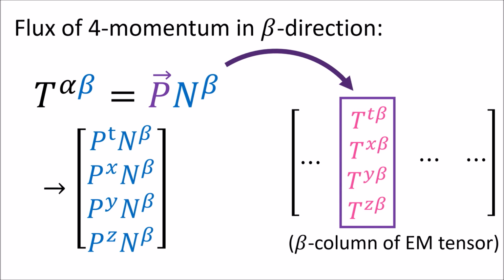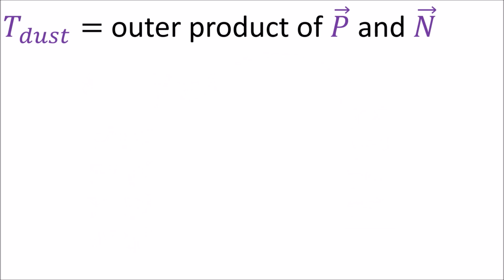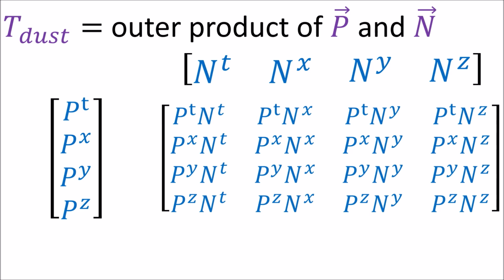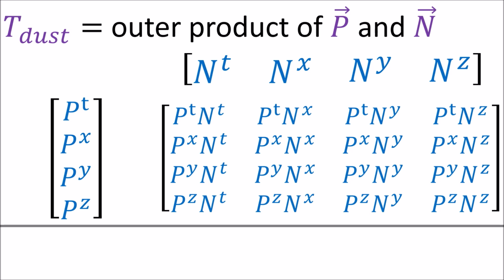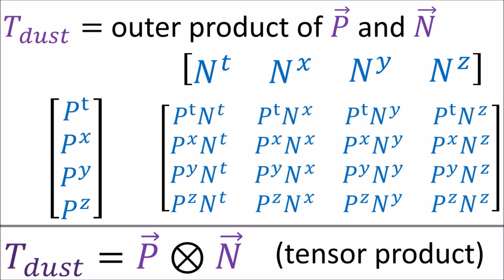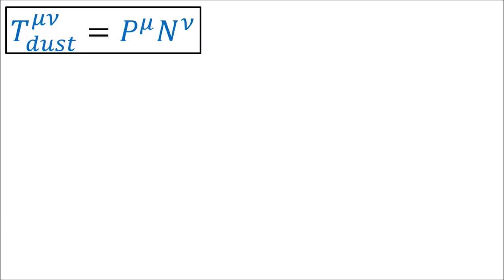In terms of arrays, the dust energy-momentum tensor is the outer product of the 4-momentum and the number-flux 4 vector. Using more abstract tensor language, the energy-momentum tensor for dust is just the tensor product of the 4-momentum and the number-flux 4 vector.